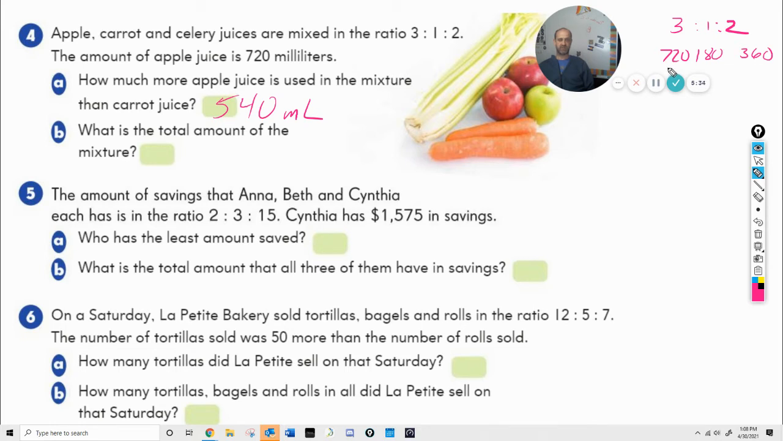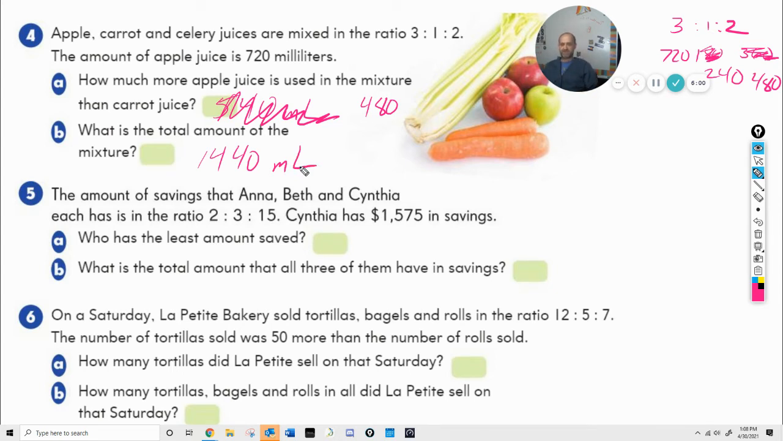I did something wrong. The 3 to 1 is 240 and 480. 720 minus 240 is 480. What's the total amount of the mixture? It is 1440, and always with milliliters. Whew. Slow down, pay attention.